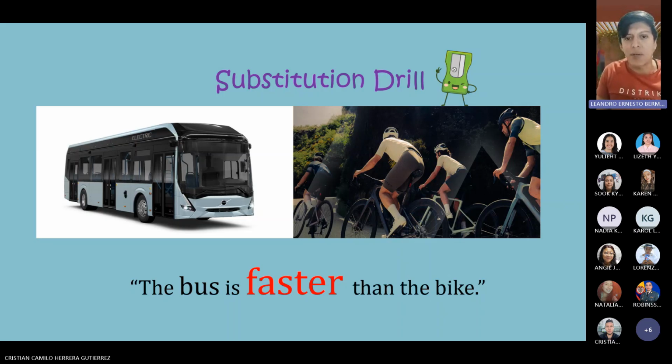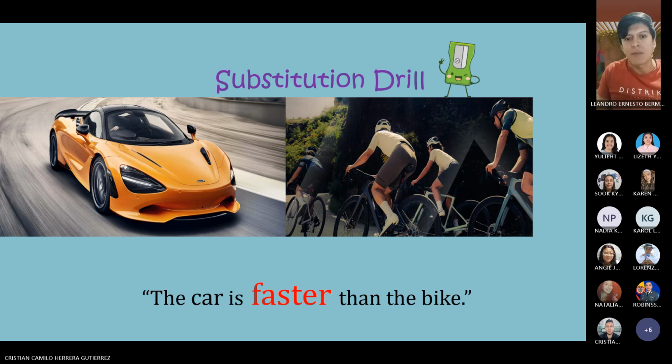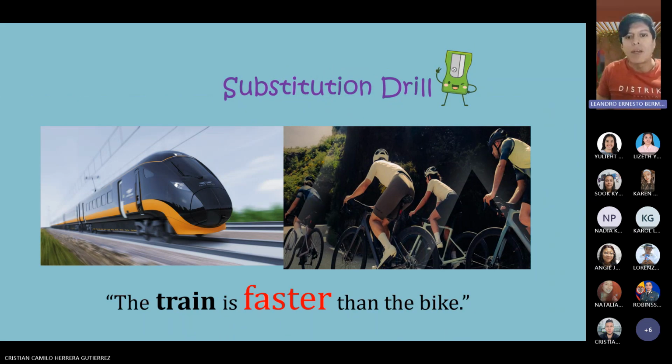The next slide, please. The car is faster than the bike. The car is faster than the bike. The car is faster than the bike. Okay, thank you. The next, please, the next.